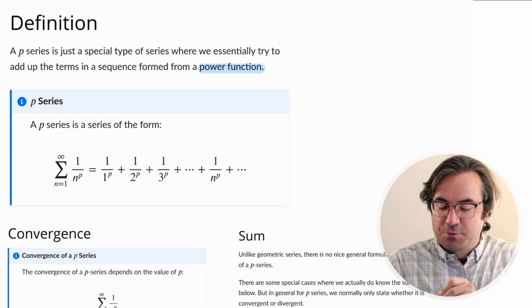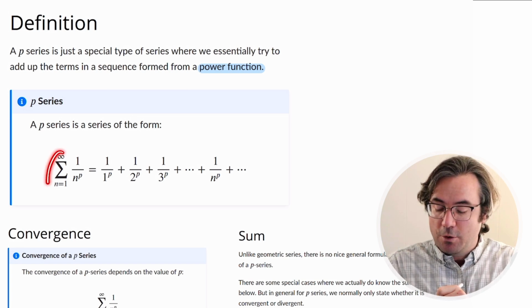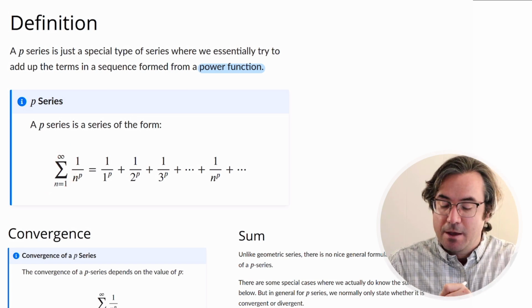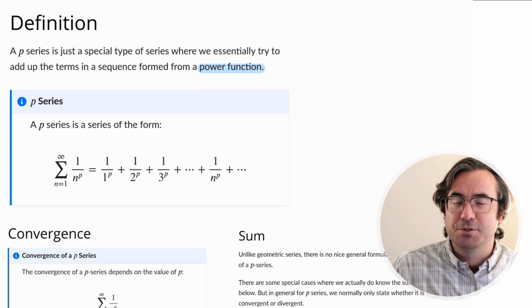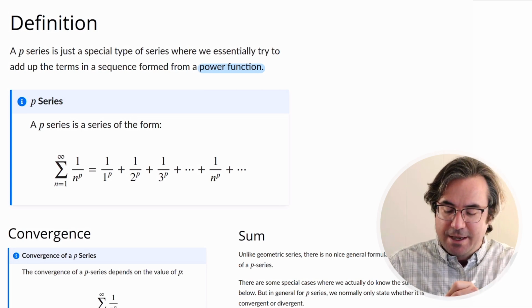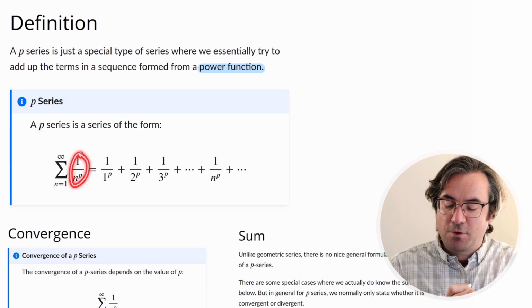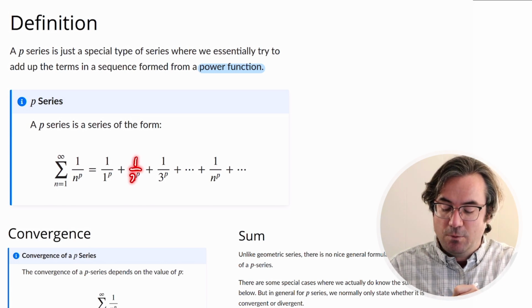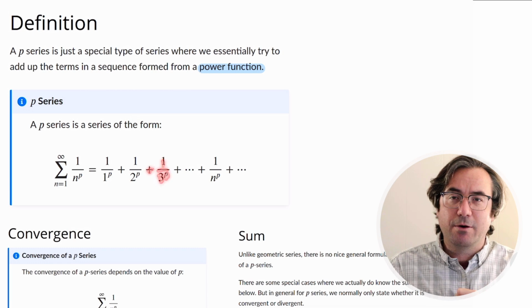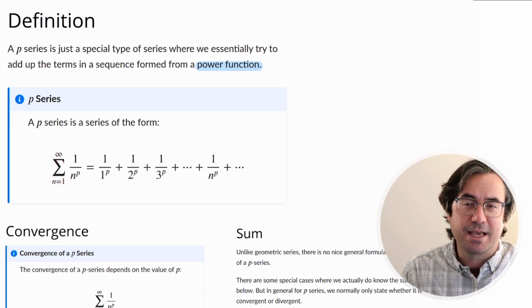Let's read through what the definition is. A p-series is a series of the form sigma, n equals 1 to infinity, and the terms we're adding up are in the form 1 over n raised to the power p. To get a feel for what this might look like, if we write out the first few terms, our starting index is 1. When we plug 1 into this formula, we get 1 over 1 raised to the power p. When n is equal to 2, we get 1 over 2 raised to the power p, and when n is 3, we get 1 over 3 raised to the power p. With this series, we're attempting to add all those values together.